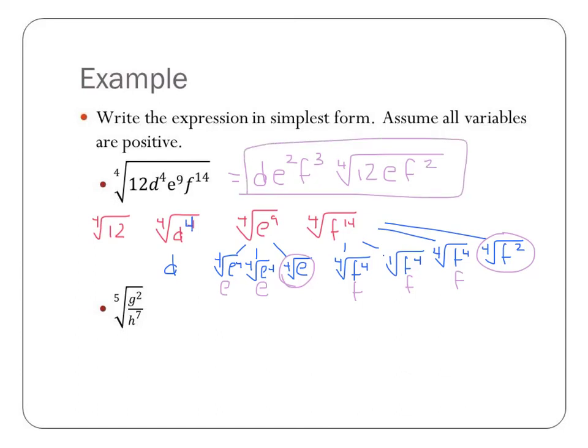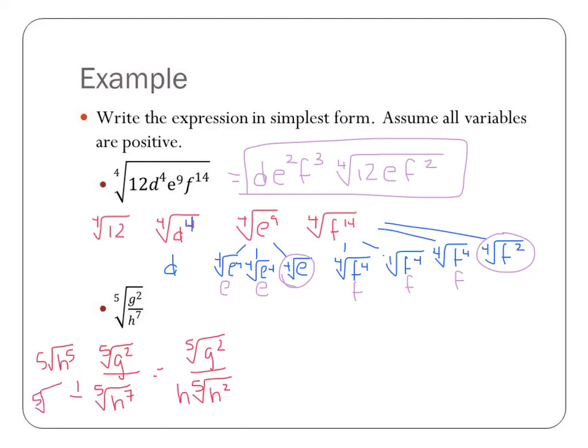Okay, so for this next one, I'm going to use my quotient property. Make it the fifth root of g squared over the fifth root of h to the seventh. And for simplicity's sake, I would go ahead on the bottom and say this is h times the fifth root of h squared. And the reason is because we could do the fifth root of h to the fifth and the fifth root of h squared. Okay, because there's all 7 of them, so that totals there. And this one just becomes h.